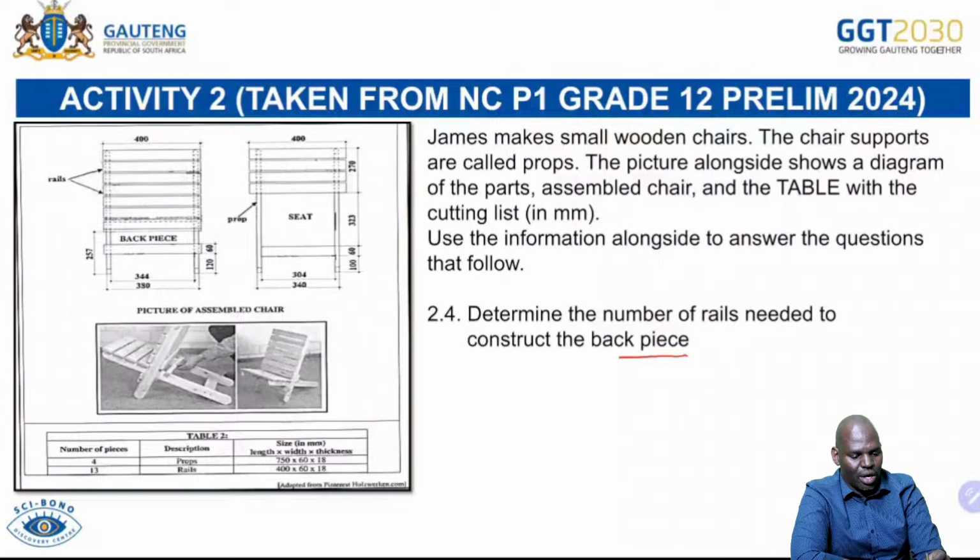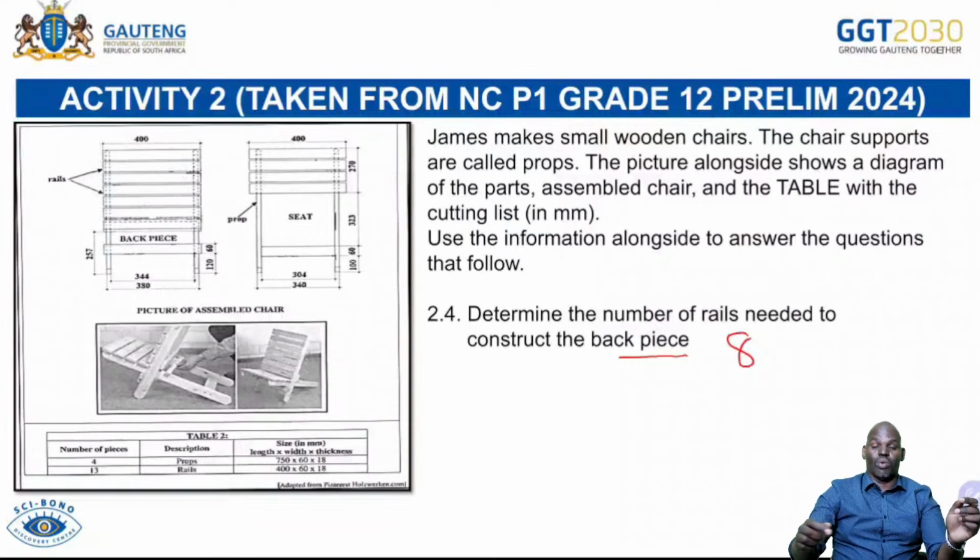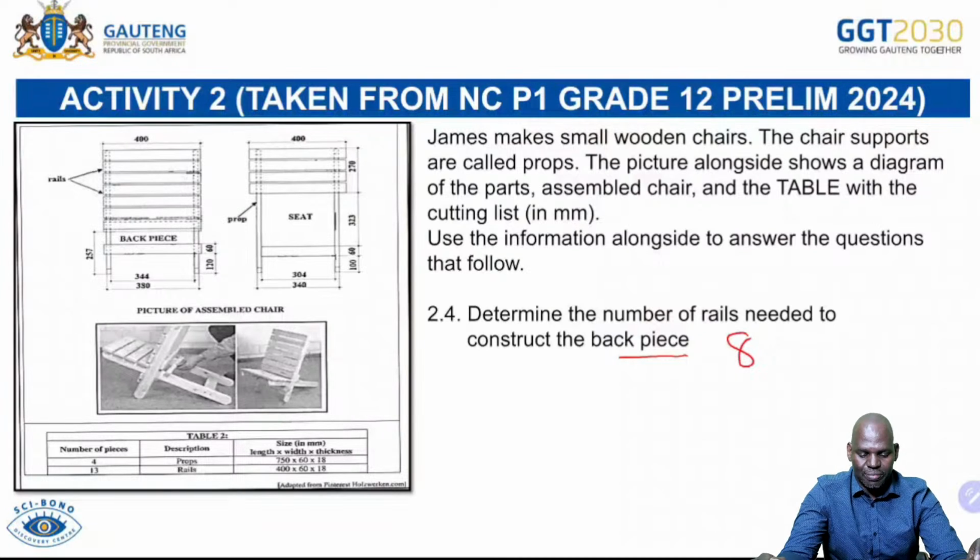So I see 1, I see 2, 3, 4, 5, 6, 7, 8. So there's 8 of them. You only needed to count them. There's 8 rails needed to construct the back piece. You just have to make sure that you look at the correct picture. Okay, that was number 2.4. You can see very, very easy.